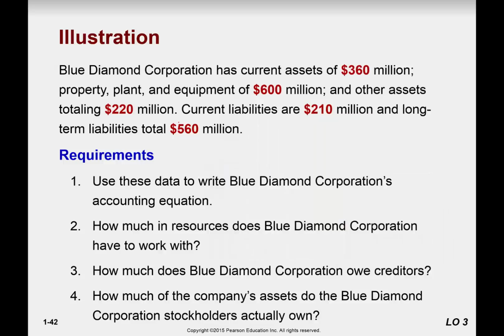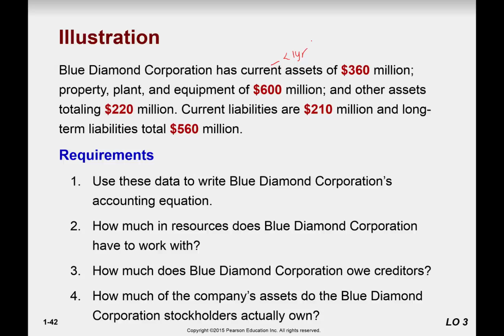So at this point, I would like for you to try to complete this activity. As you're looking through this within your slideshow mode, you would get the answers. So if you see we have current assets, meaning with less than 1 year, that they will convert, right, of 360 million. We have property, plant, and equipment of 600 million, and we have other assets totaling 220 million. And our current liabilities are 210 million, and our long-term liabilities are 560.